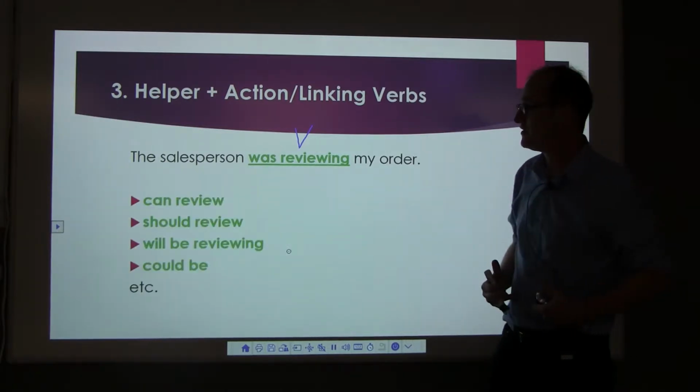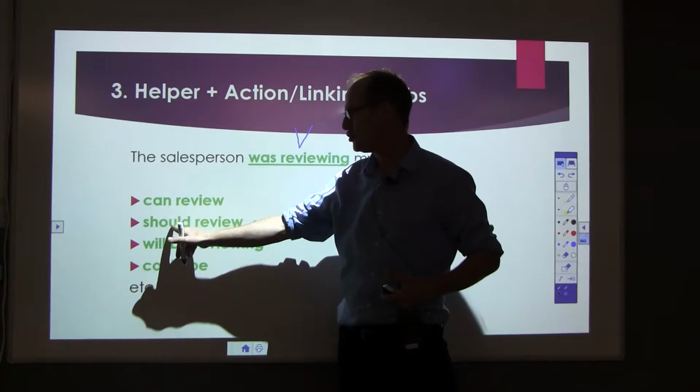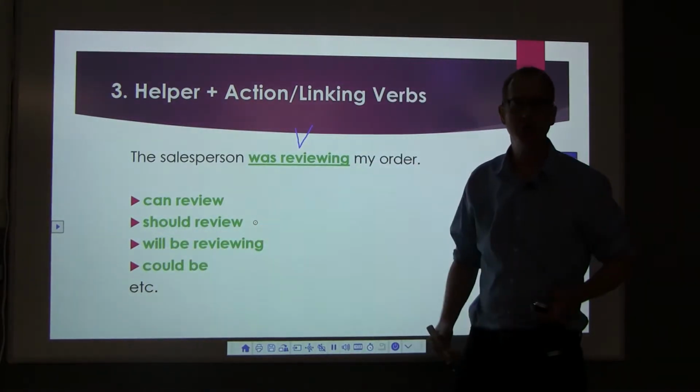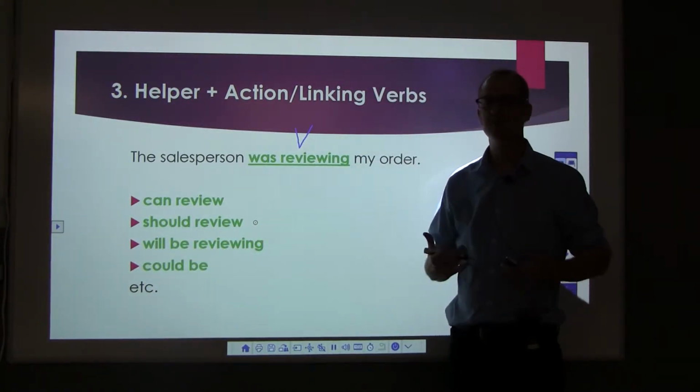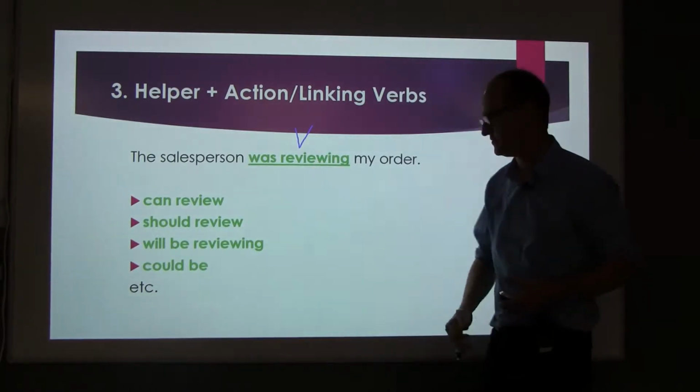Now, note there are a lot of different types of helpers. Can, should, will be, could be. All right, there's lots of different types of helpers that will go in front of action words or linking verbs.